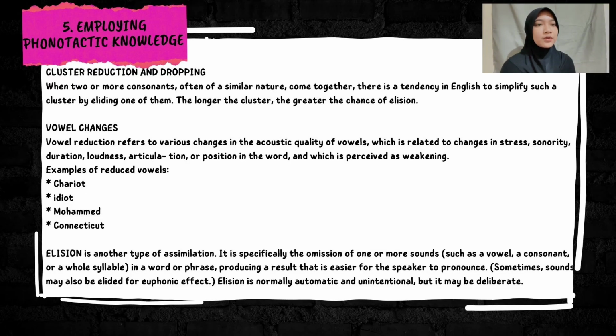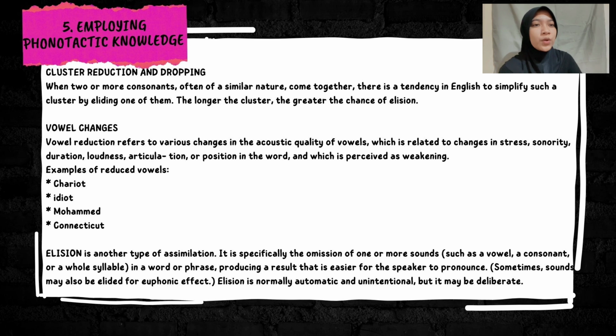The second one is about cluster reduction and dropping. When two or more consonants, often of a similar nature, come together, there is a tendency in English to simplify such a cluster by eliding one of them. The longer the cluster, the greater the chance of elision. For example, the word or combination is "asked": no elision is "asked", and elision is "ask" without the "t".